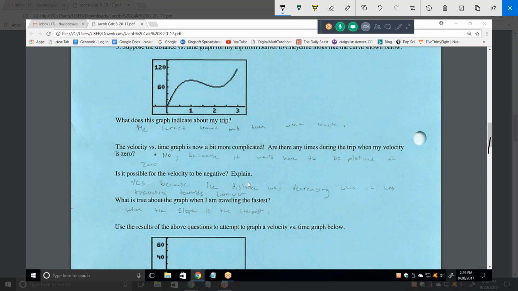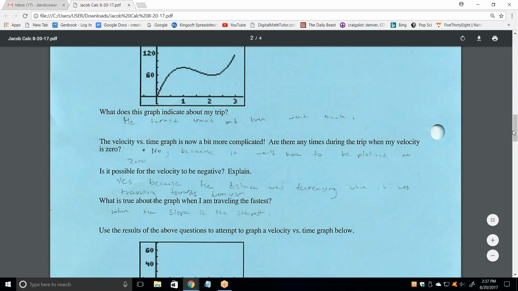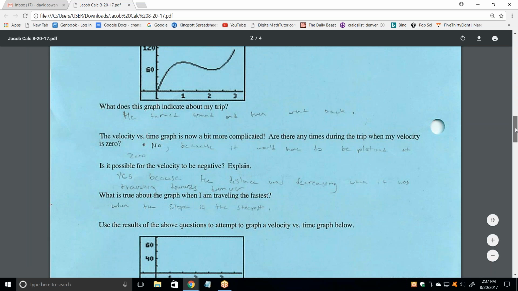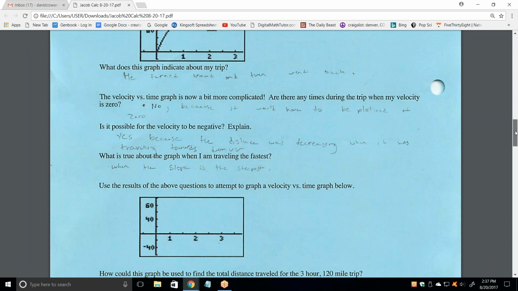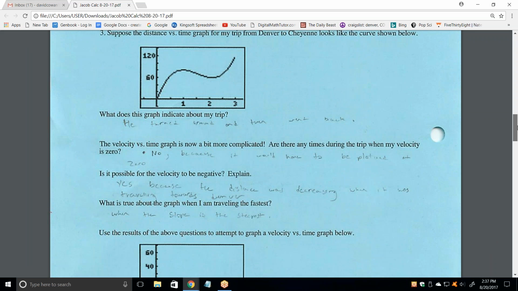Next question, is the velocity possible to be negative? And yes, we've already answered that. What is true about the graph when I am traveling the fastest? It's when the slope is the steepest. Excellent.